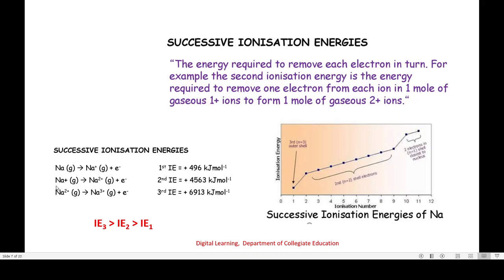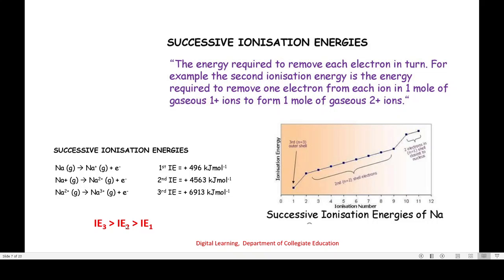And from such a positive cation, when the second electron is removed, it is the second ionization enthalpy. The same is also when the third electron is removed from a divalent cation. We call it the third ionization enthalpy. So when we look at the values, there is a gradual increase in the ionization enthalpy, and hence the third ionization energy will always be greater than the second ionization energy, which in turn will be greater than the first ionization energy.